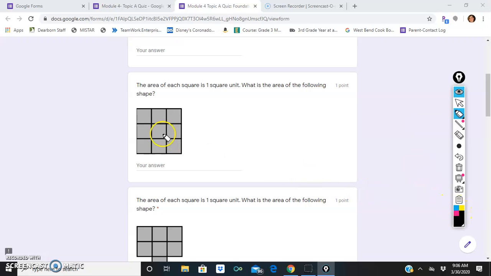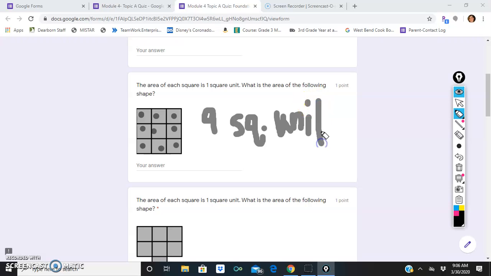Super fun. Okay, so I'm going to say 1, 2, 3, 4, 5, 6, 7, 8, 9. So I counted 9 squares, so my answer is going to be 9 square. And we can abbreviate square, that way we don't have to write it. We can do SQ, and I'm going to put a period here to know it's abbreviated. And I'm going to write units. Now you can't abbreviate units. I did see some friends who decided that they were going to abbreviate units, and that's not okay. You got to make sure to write out units. Okay, guys?